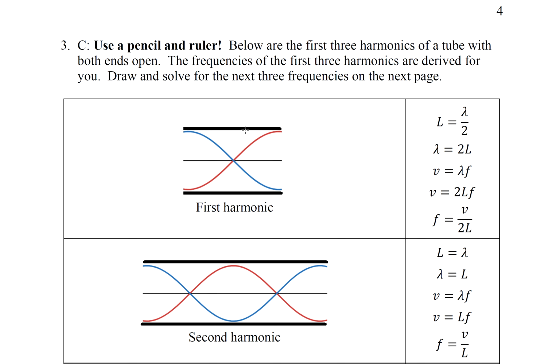So the length of this tube is lambda over 2, meaning we only see half a wavelength. Now let's solve for lambda equals 2L. Let's introduce the equation v equals lambda f. Now let's substitute lambda equals 2L in that equation v equals lambda f. So v equals 2Lf, and let's solve for f. So this is the fundamental frequency for an open tube. f equals v over 2L.